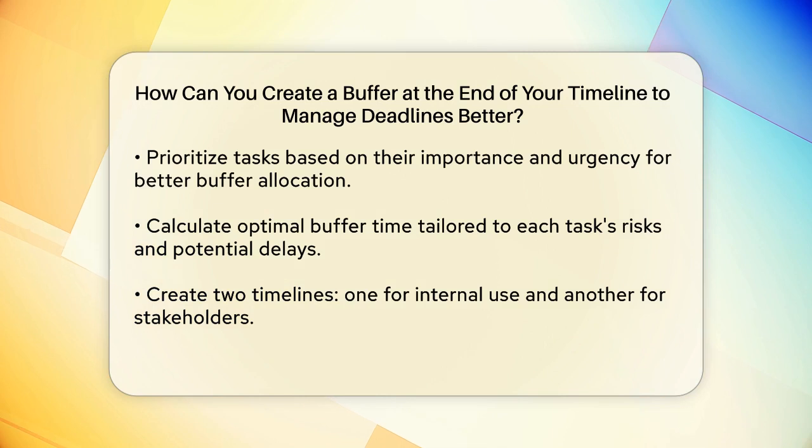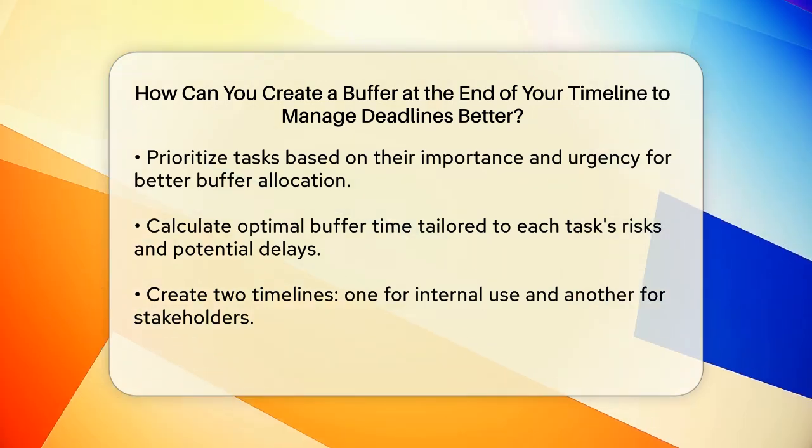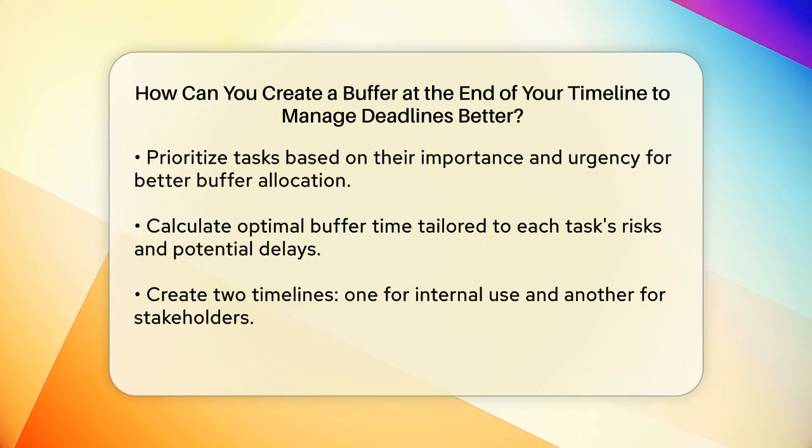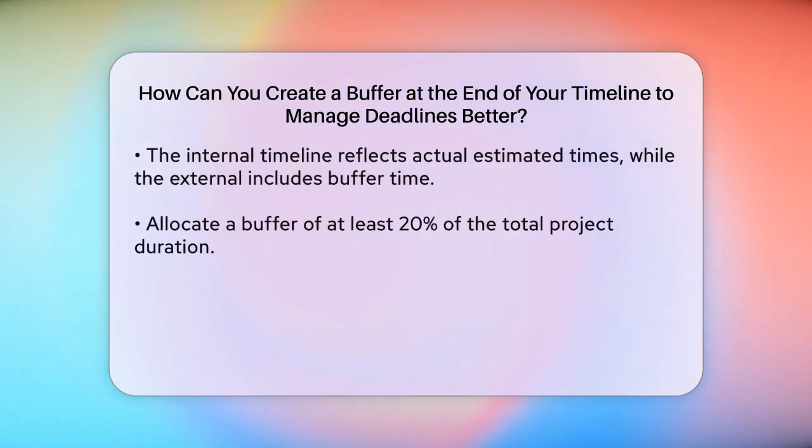Create two timelines, one for your internal team and one for your stakeholders. The internal timeline shows the actual estimated time for each task, while the external timeline includes the buffer time. This way, if any delays occur, you can adjust the internal timeline without affecting the external one.